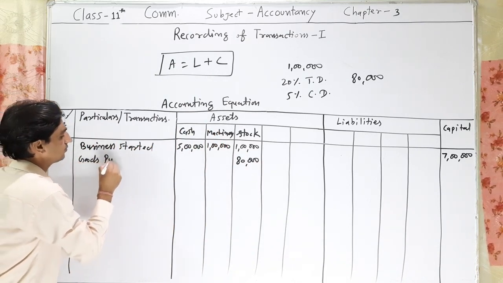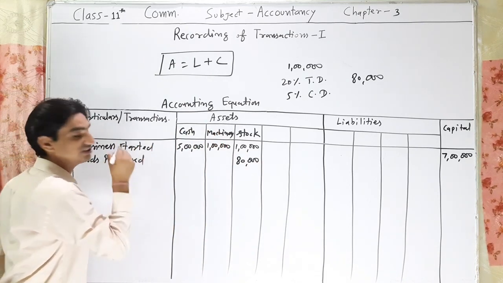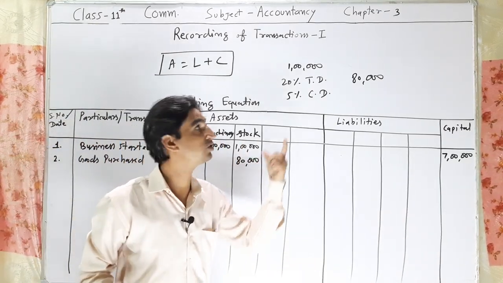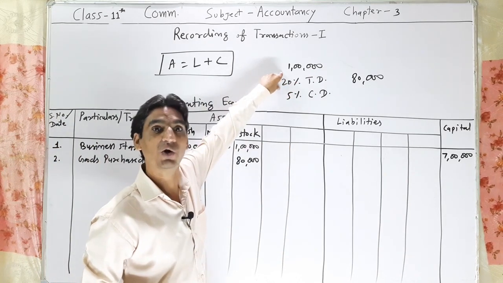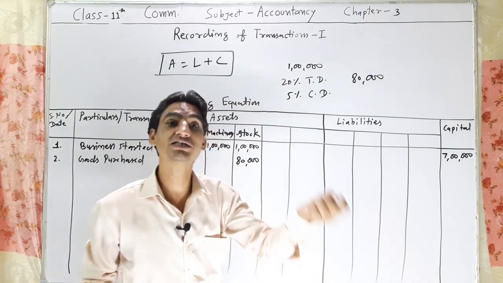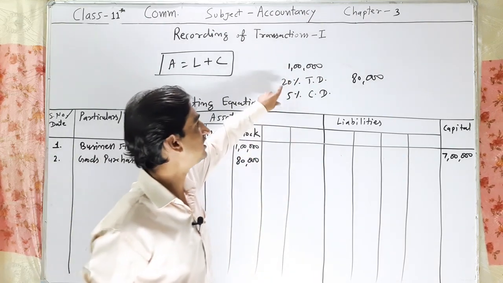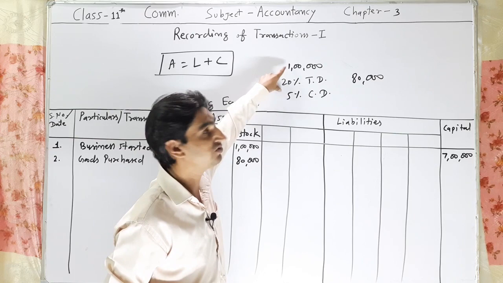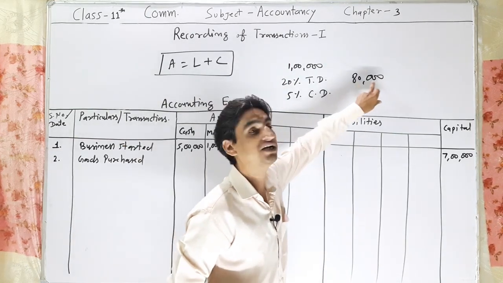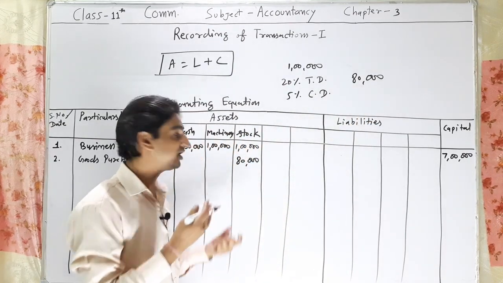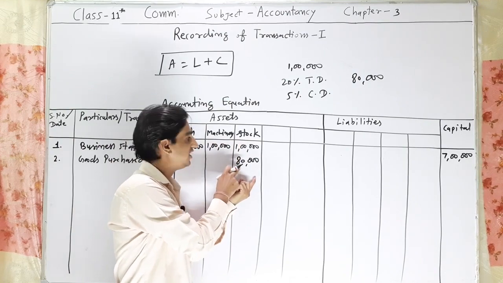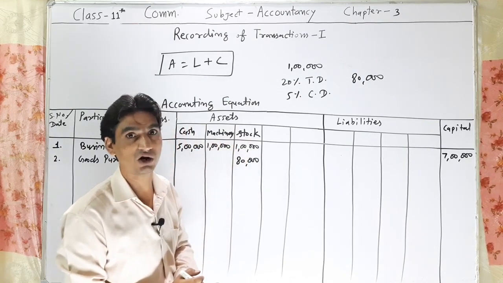Goods purchased by rupees 80,000, because trade discount is never recorded in the book. It is directly deducted from the transaction amount. So 20% of 1 lakh, 20,000, we have deducted from 1 lakh. The purchase transaction is for rupees 80,000. Stock is coming 80,000. It increases the balance of stock. 80,000 we have added in the stock column.